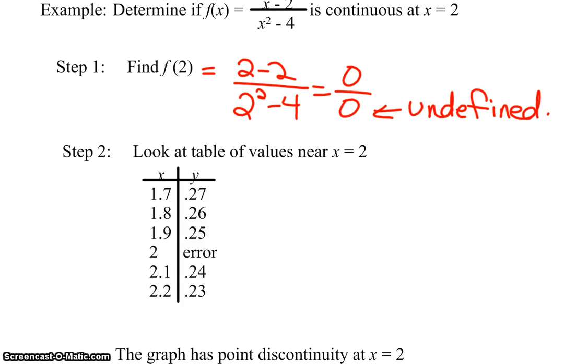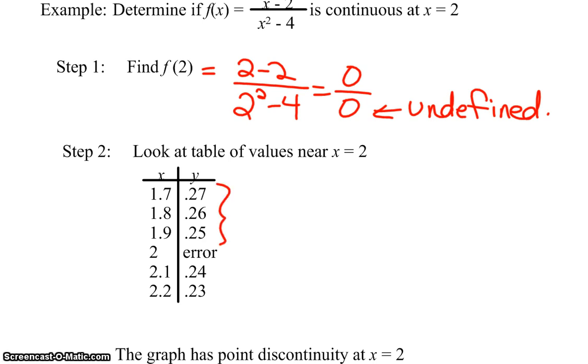When x was 1.7, y was 0.27. When x was 1.8, y was 0.26. When x was 1.9, y was 0.25. When x was 2, there was an error. When x was 2.1, it was 0.24. And when x was 2.2, it was 0.23.